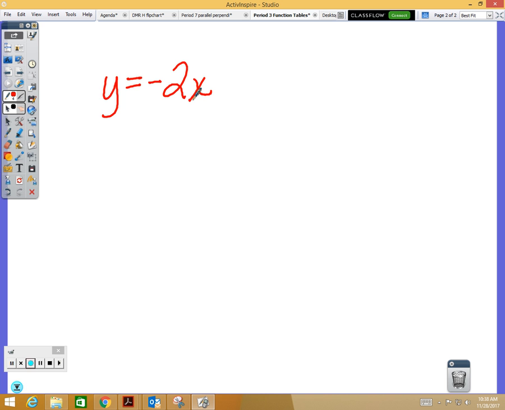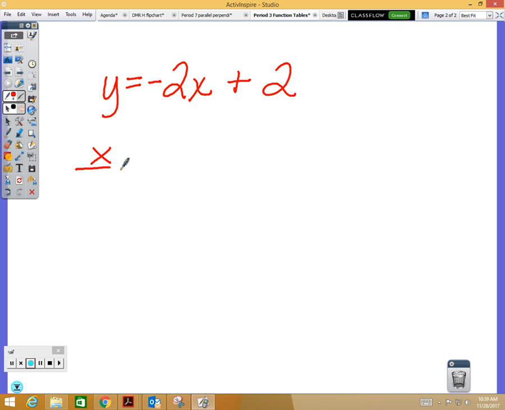So if everyone will write this equation in their notes, please. The equation is y equals negative 2x plus 2. Now this is considered a linear equation, and we will talk about the difference in linear and nonlinear tomorrow. But this is a linear equation. And we are going to be able to make a function table. Now a function table is when you have x and y values.